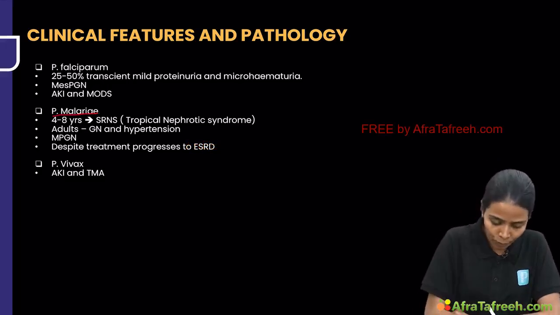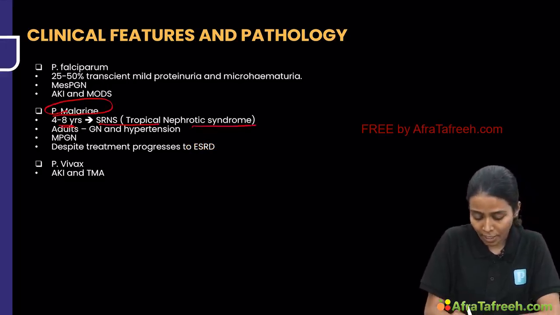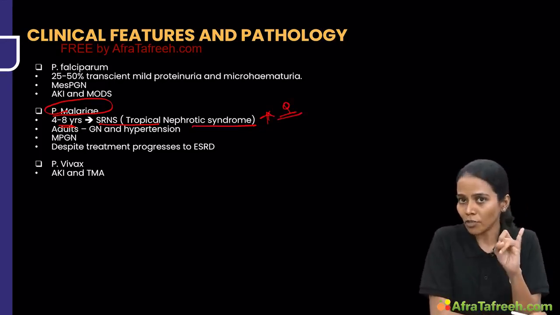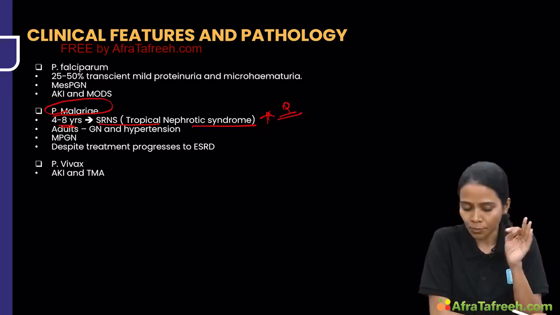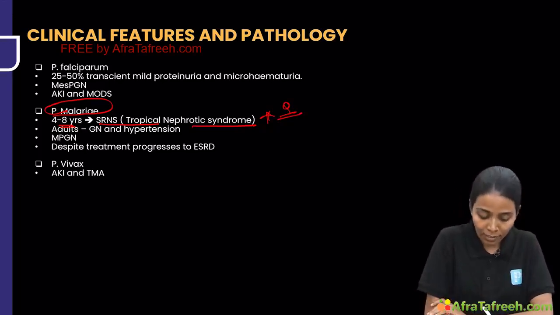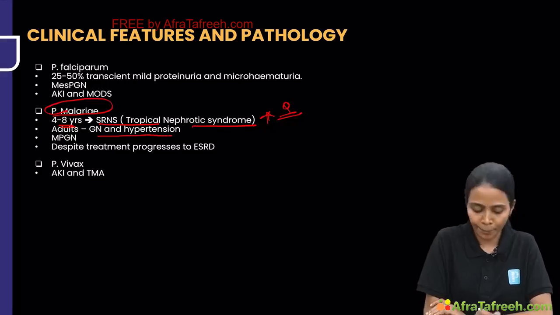Plasmodium malariae is what is important. In 4 to 8 years of age, it can cause SRNS, which is called tropical nephrotic syndrome. So tropical nephrotic syndrome is nothing but SRNS. It is seen because of infection, because of Plasmodium malariae. Okay. In adults, it can cause GN and hypertension.